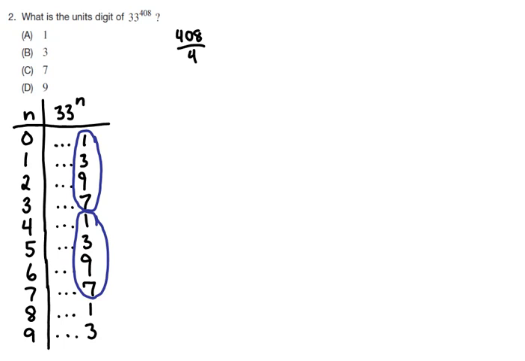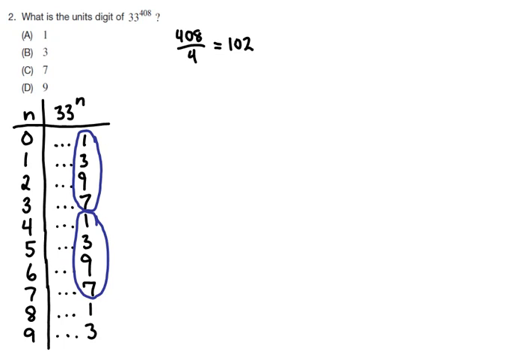And we do that by dividing 408 by 4. And we would be looking for the remainder there. So 408 divided by 4 happens to be 102. And it divides evenly. So that means that 408 is a multiple of 4.